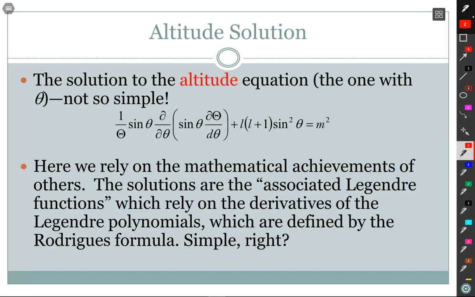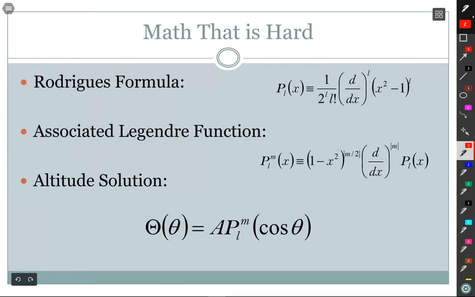So, what are these things? Here's the Rodrigues formula. So here's our Legendre polynomial, P subscript L, as a function of x. Okay, so we're not going to use x. What are we going to use for our variable? Theta, right. So we're just going to put theta everywhere. There's an x here. 1 over 2 to the L factorial. The Lth derivative with respect to x of x squared minus 1 raised to the Lth power. That's simple enough, right?